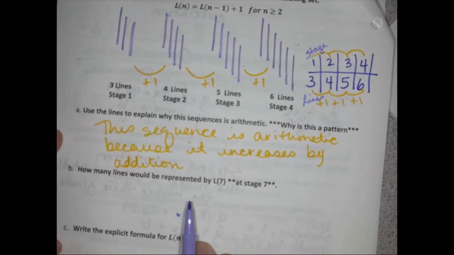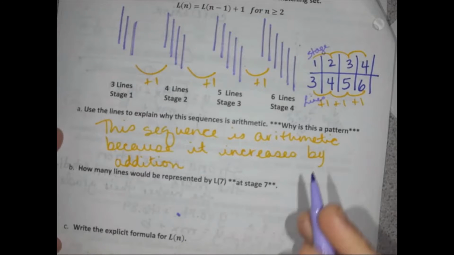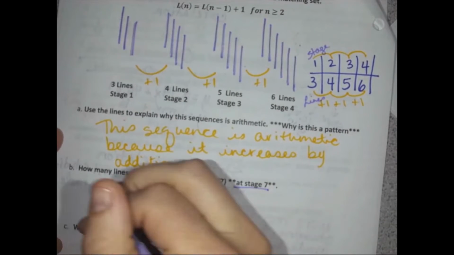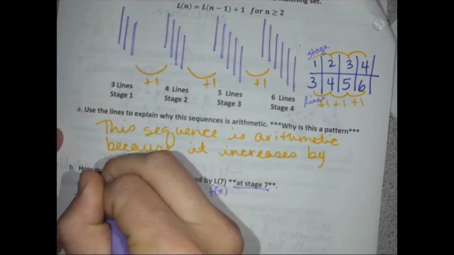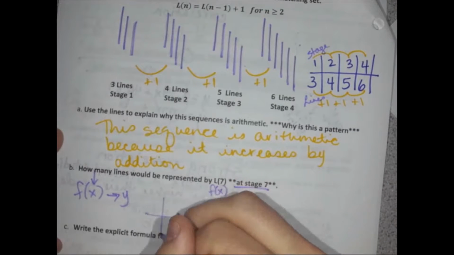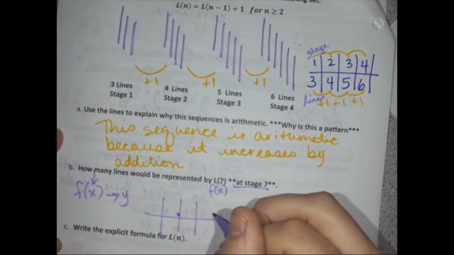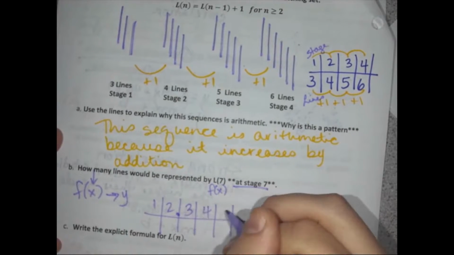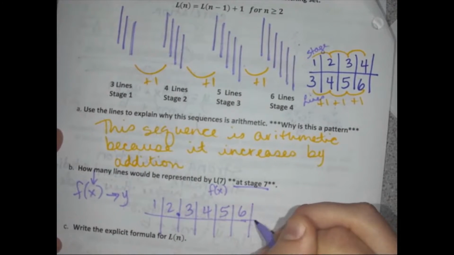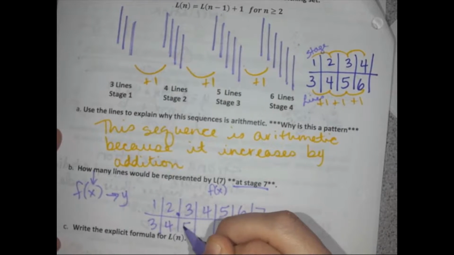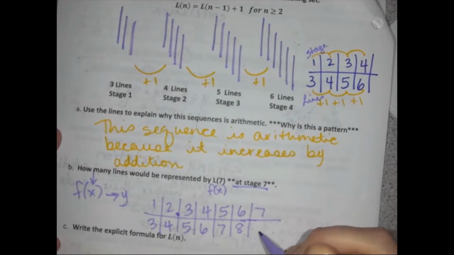How many lines would be represented by L7 at stage 7? This is like a function, f of x. If I put in x, it spits out y. So let's look at our stages 1, 2, 3, 4, 5, 6, and 7. 3, 4, 5, 6, 7, 8, and 9.